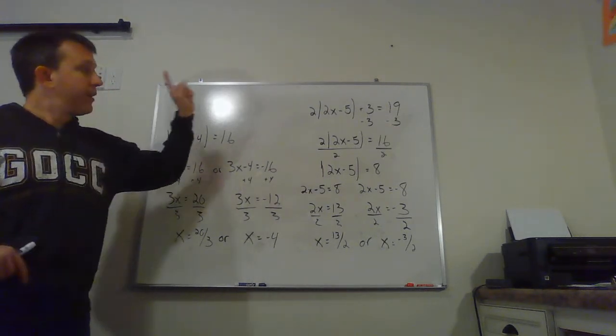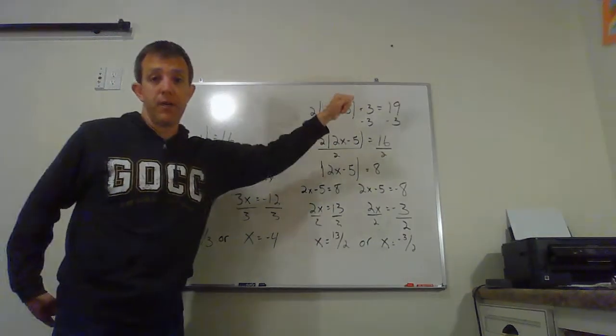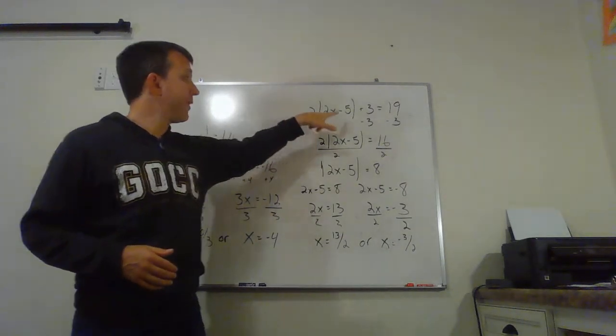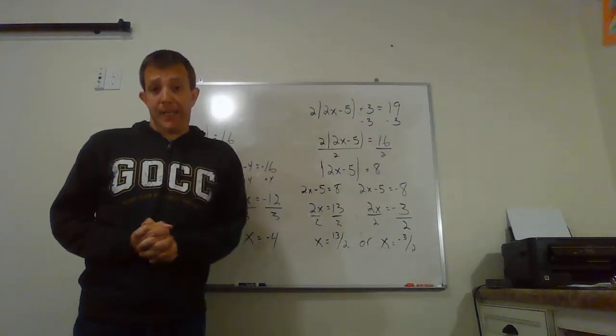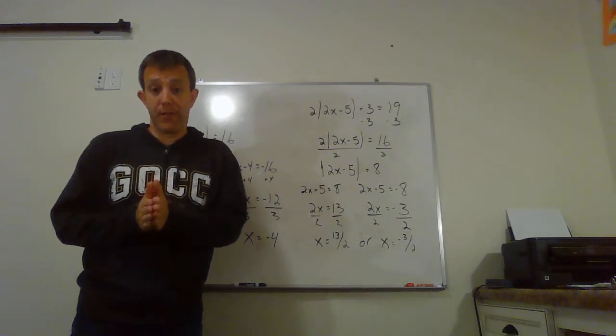All right, the second one. Please notice this one is a mess. This one has a lot more stuff going on. I've got a 2 outside of the absolute value. I've got a plus 3 over here. I can't split this into two parts until that absolute value is by itself.